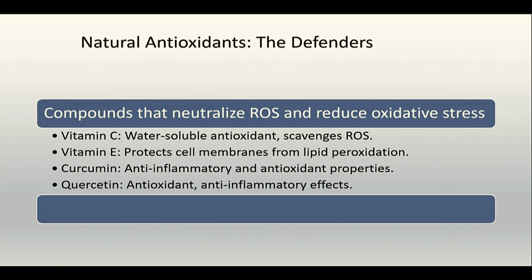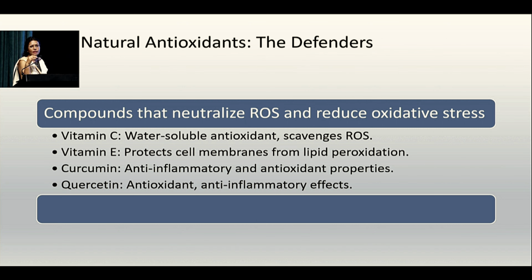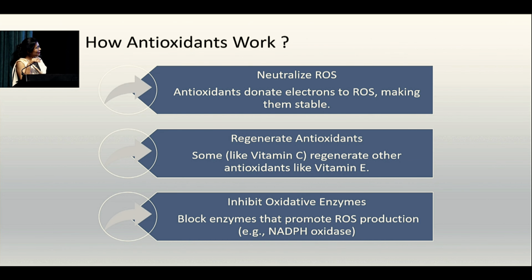Coming to the natural antioxidants, these act as defenders because when you introduce antioxidants to where there is toxicity, they reduce the oxidative stress by scavenging the free radicals. When there is toxicity, your cells will release free radicals, which increases the oxidative stress. So when antioxidants are introduced, they scavenge these free radicals and reduce the oxidative stress by increasing the defense mechanism. So that's how the natural antioxidants work.